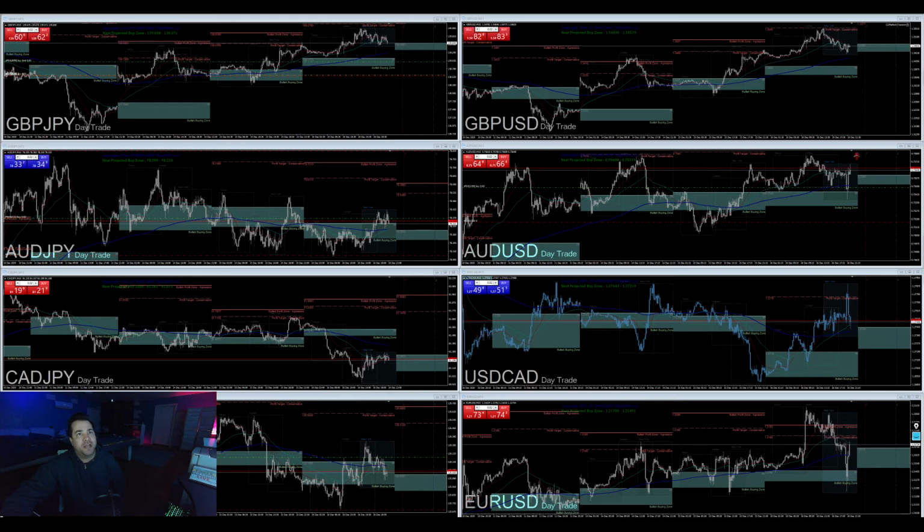Once we get this higher high here on the Australian US dollar, I'm going to reduce risk and drag my stop up just underneath that wick right there.